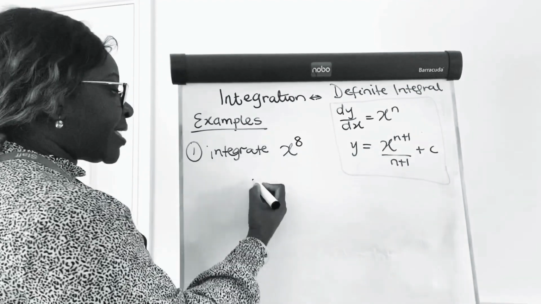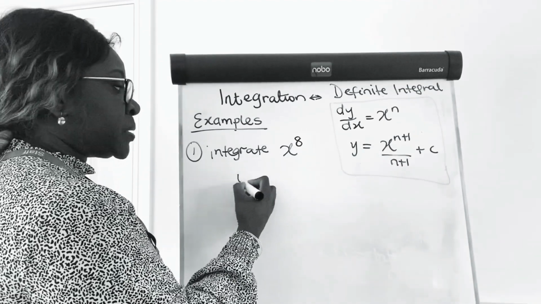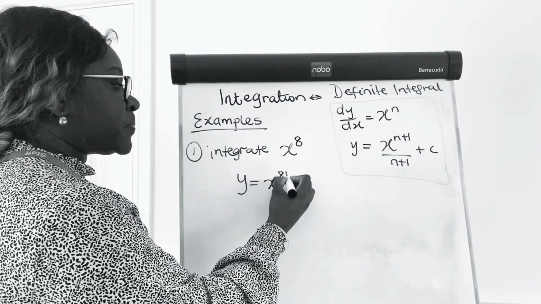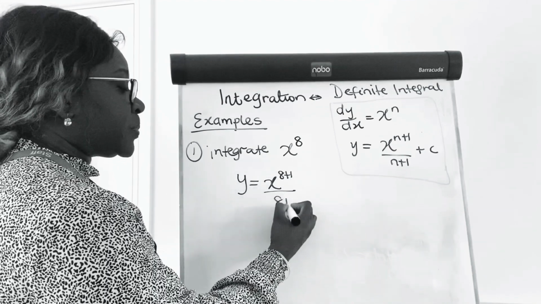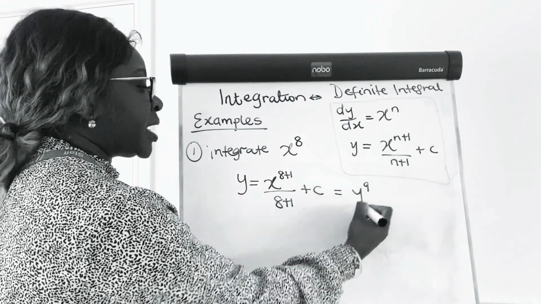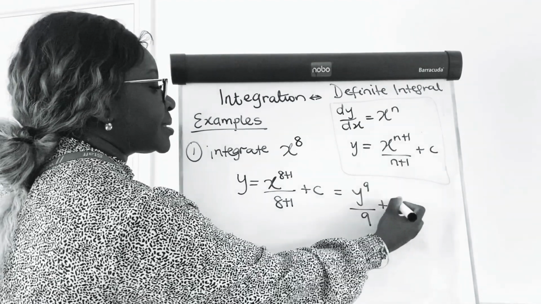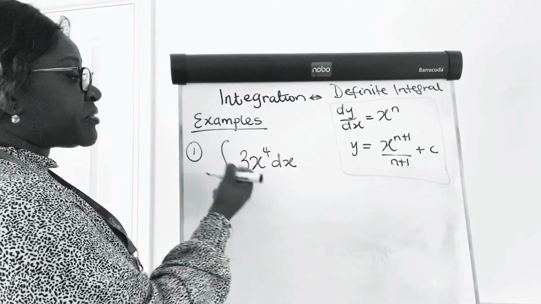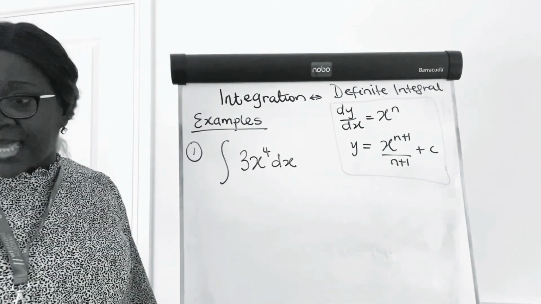Using that formula there, it's very straightforward. We would have that the integral of x to the power of 8 is x to the power of 8 plus 1 over 8 plus 1 plus c, which is equal to x to the power of 9 over 9 plus c. This example here says integrate 3x to the power of 4 dx.